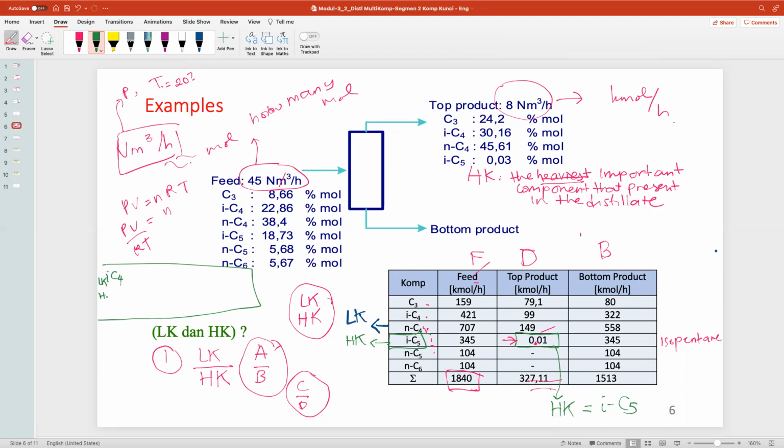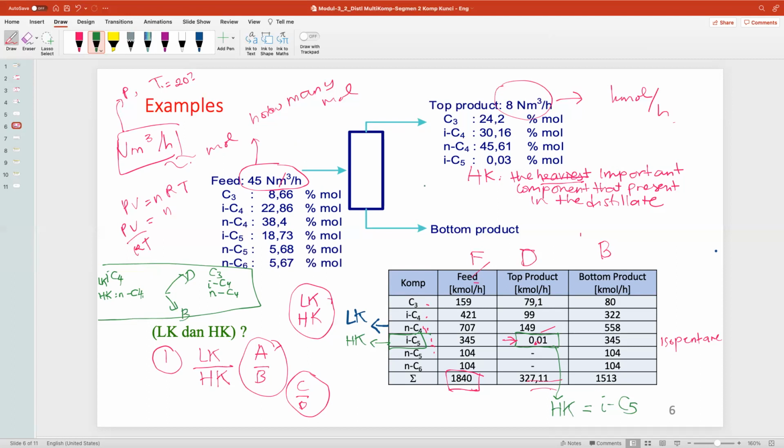And also the heavy key, I want that as NC4, for example. If I require that one for the separation, the distillate would only contain C3, IC4, and NC4. So there's no IC5 here. While the bottom would be made from the remaining components.